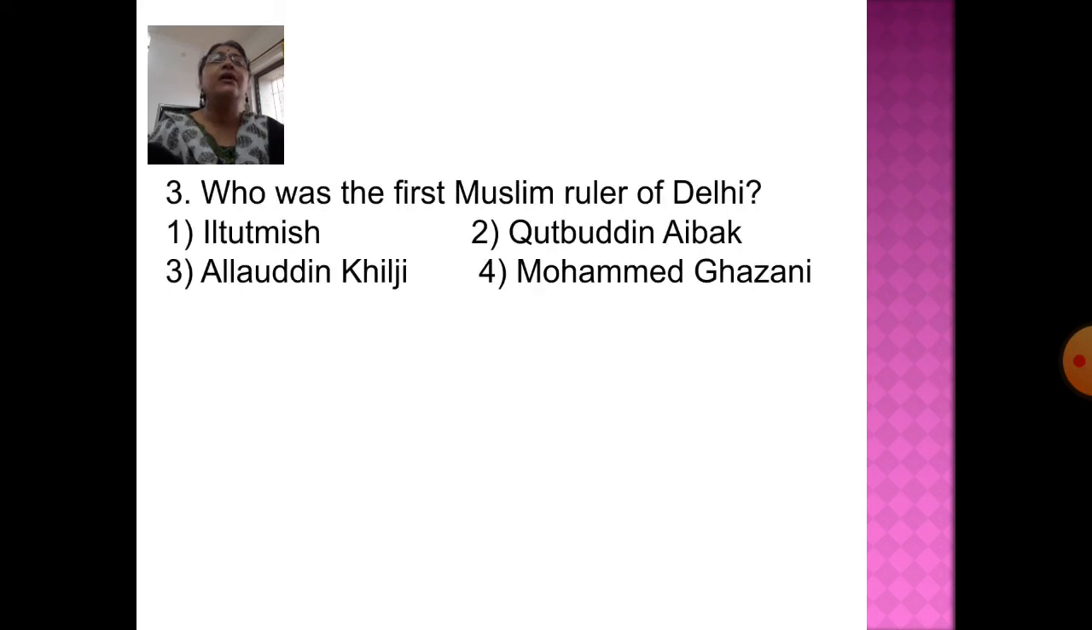Next question. Who was the first Muslim ruler of Delhi? Option 1 Iltutmish, option 2 Qutbuddin Aibak, option 3 Alauddin Khilji and option 4 Muhammad Ghazni. Answer is option 2 Qutbuddin Aibak.